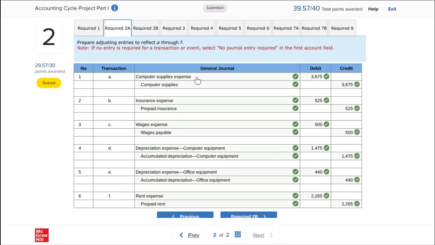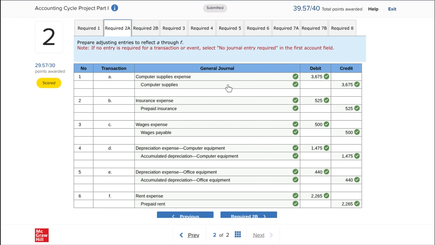For the first, I adjusted computer supplies. The trial balance showed a supply balance of $2,545 as of December 31st. The inventory shows $670 still available. And then on December 15th, there was a purchase of $1,800 of computer supplies, which increased the supply balance. So to figure out the amount used during the period, I took $2,545 and added $1,800, and then minus the $670, and that equaled $3,675.